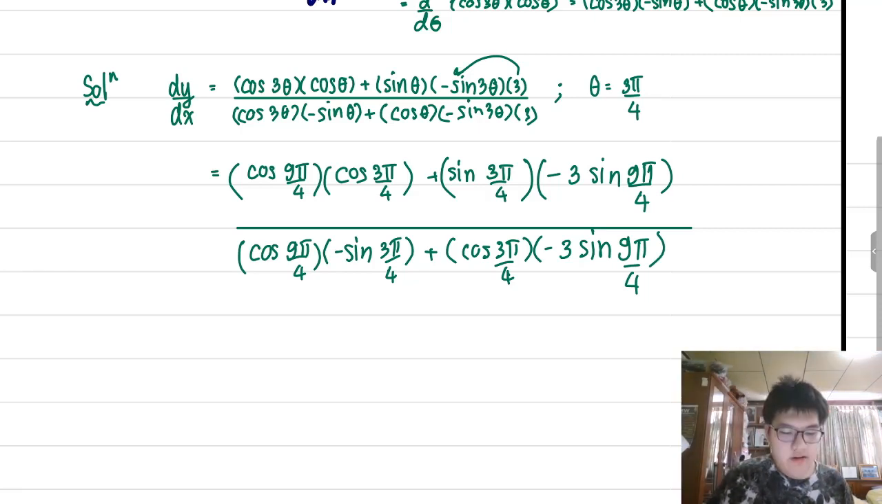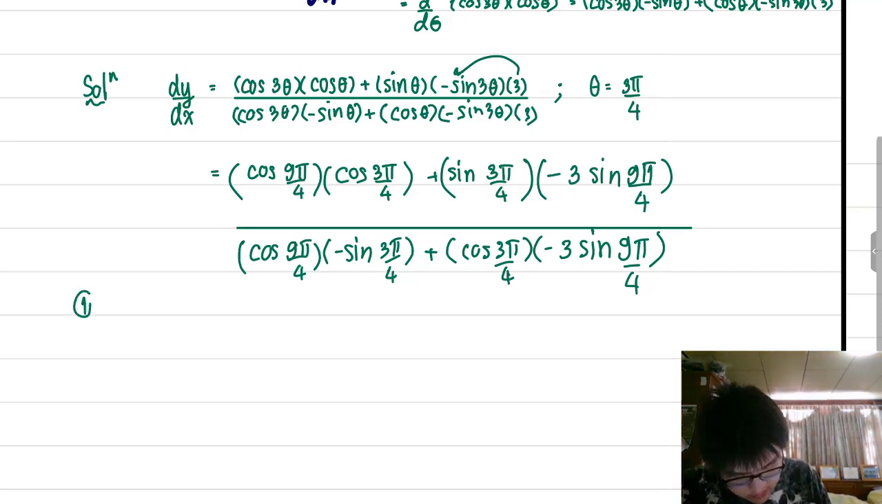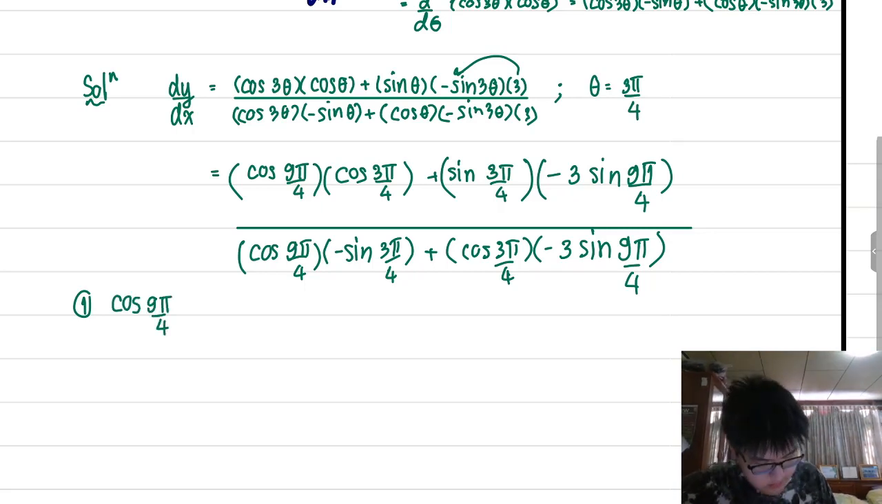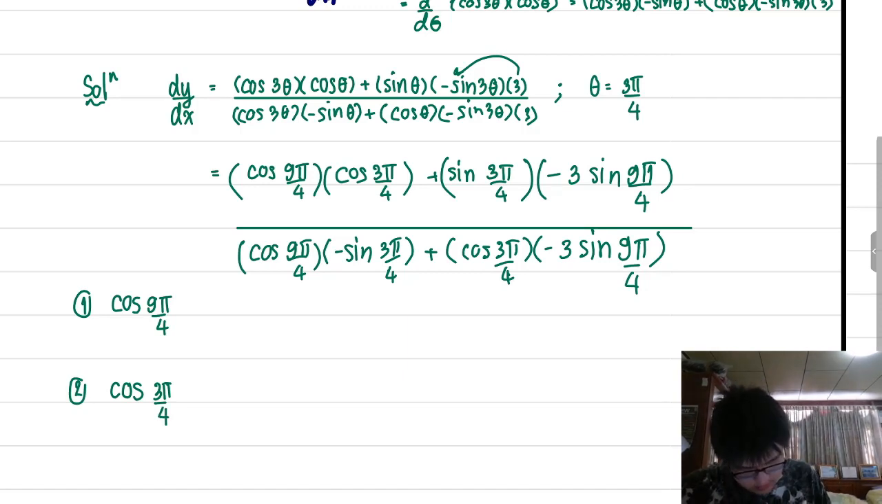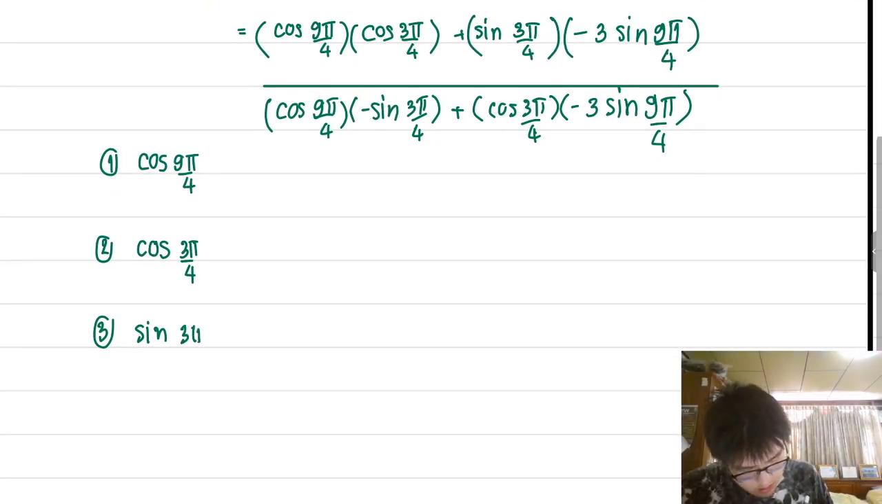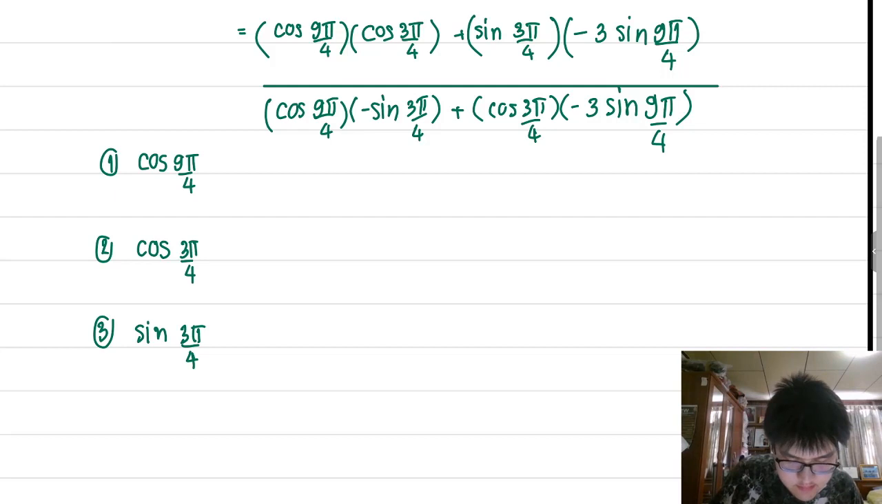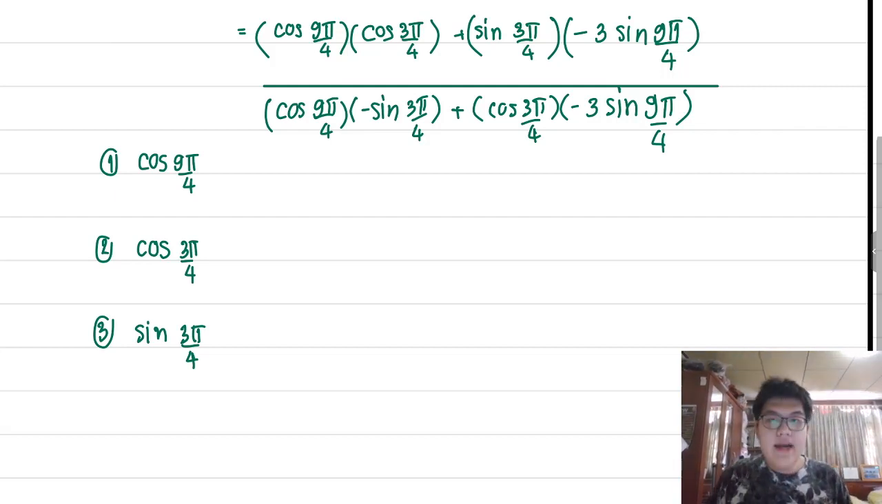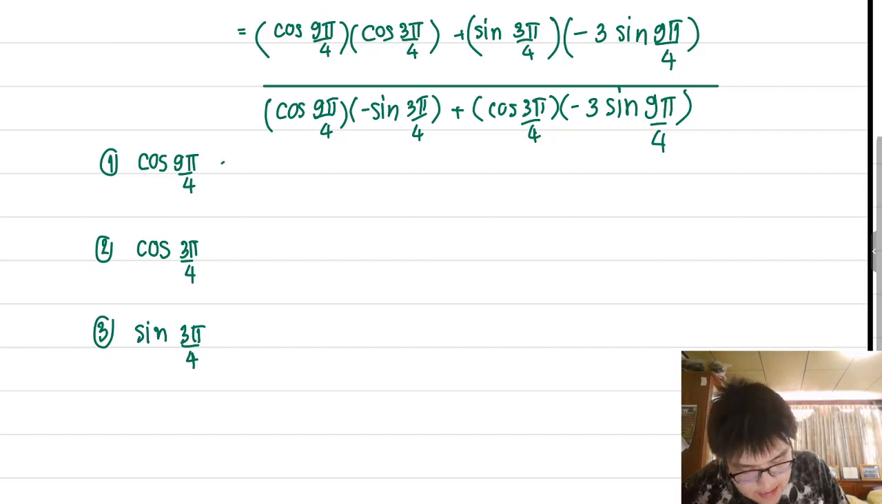And then you will find the values of cosine and sine at different angles. First we have to find cosine 9 pi over 4, cosine pi over 4, and 3 sine pi over 4. We will find these values and you can plug in and get the final answer.